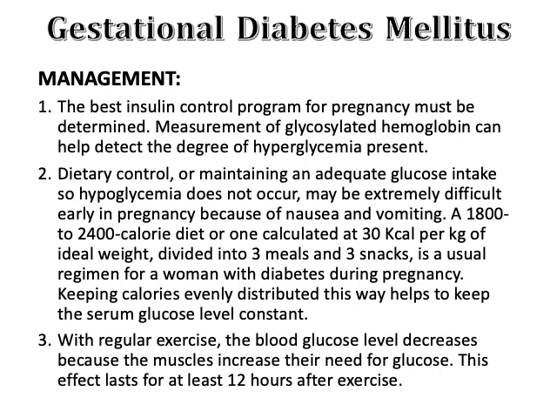With any kind of diabetes, there are three best combinations of management for GDM. It's insulin, diet, and regular exercise. The best insulin control program for pregnancy must be determined. It's important to measure glycosylated hemoglobin because it can help detect the degree of hyperglycemia present.